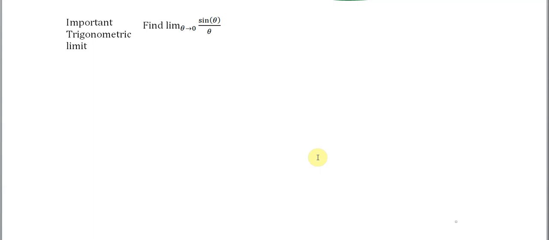Let us evaluate this important limit here. The limit as theta goes to 0 of sine of theta over theta. Okay. So one thing I want to point out here is that direct substitution will not work. We cannot simply plug 0 in here for our answer.